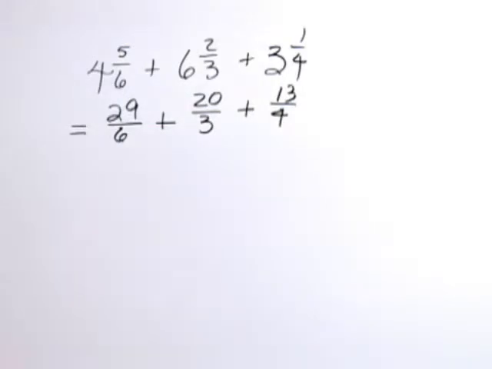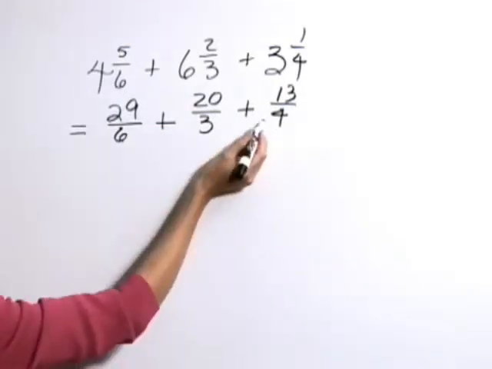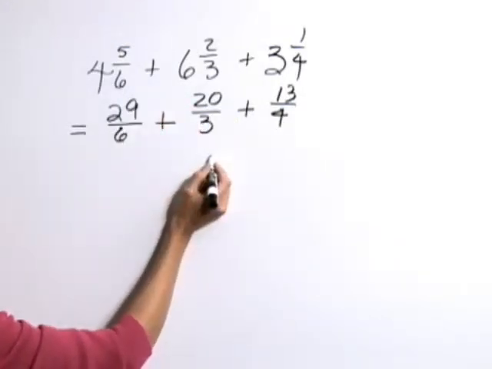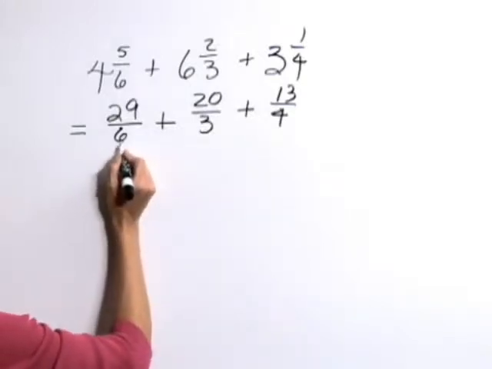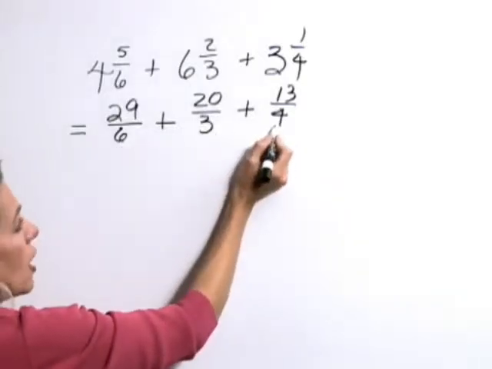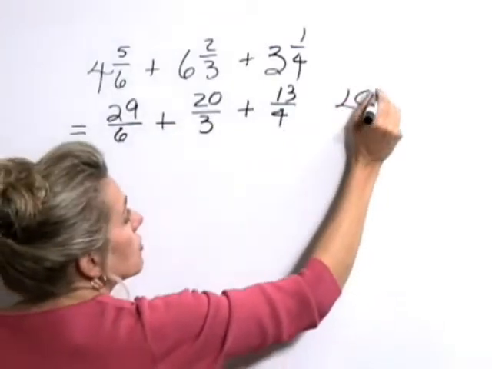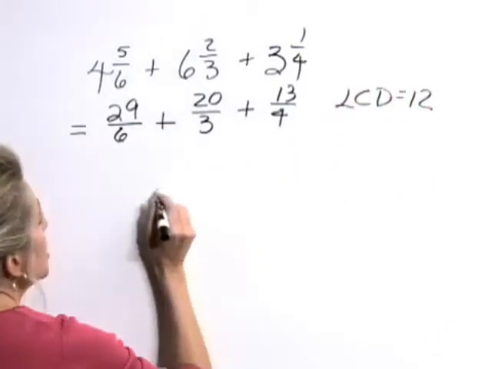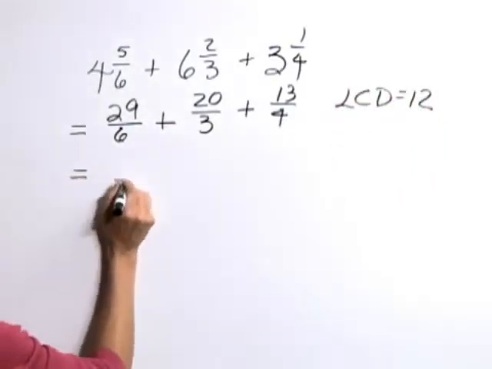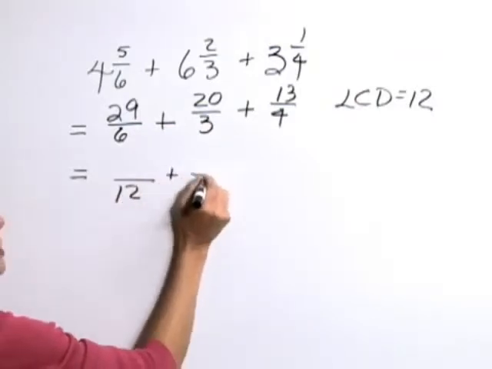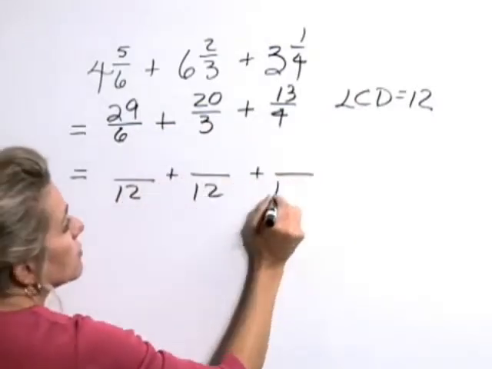Now we don't have a common denominator, so we can't add these as they are stated here. But you'll notice that between 6, 3, and 4, the common denominator is 12. So we need to change these three fractions into fractions with denominators of 12.